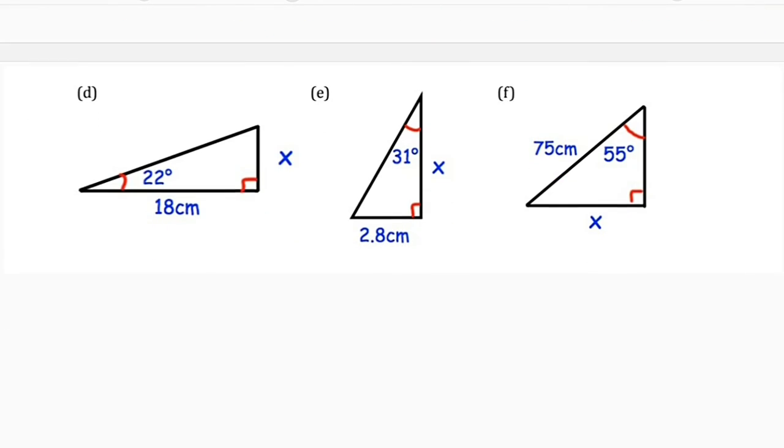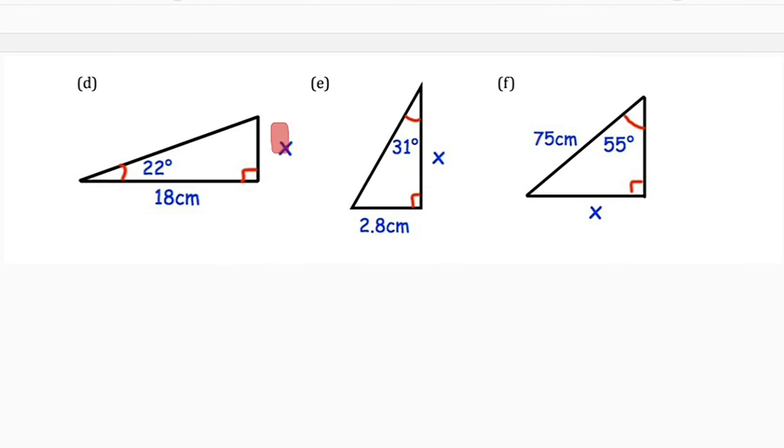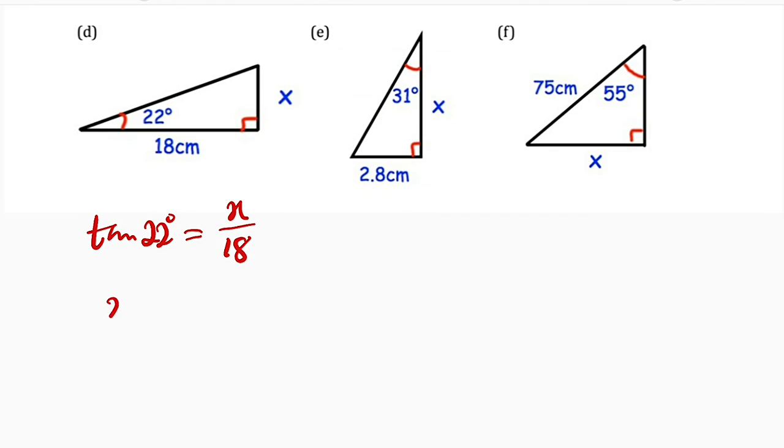Let's move on. You can do all of this. This is the opposite side. This is the adjacent side. Use tangent. Let me just write it for you here. Tangent of 22 degrees is equal to opposite divided by the adjacent. Make x the subject. x equals 18 multiplied by tangent of 22 degrees. Use your calculator, find it.